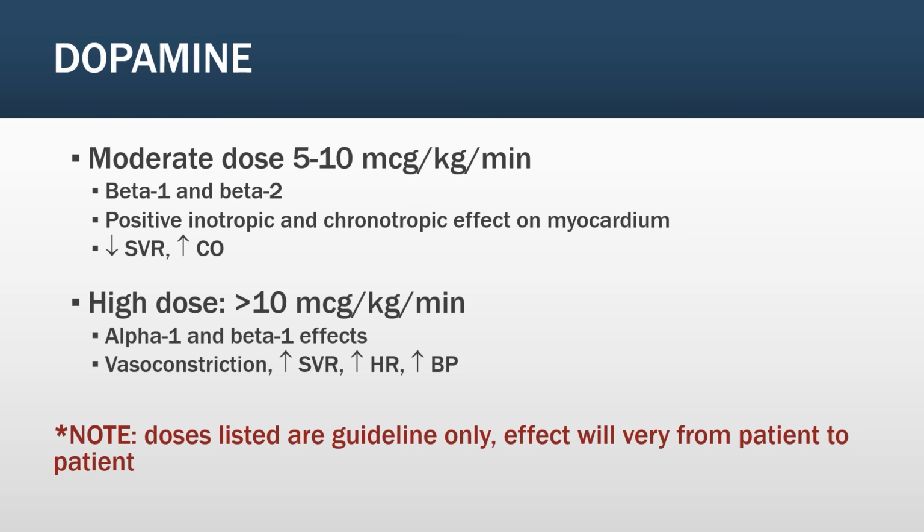High doses stimulate both beta and alpha-1 receptors, adding a vasoconstrictor effect to the existing inotropic effect. This dose can be helpful in some shock states that require an increase in the afterload, so your SVR, such as septic shock or neurogenic shock.